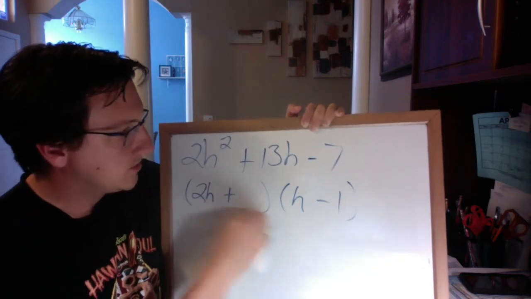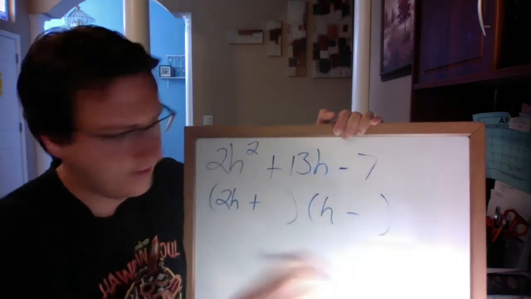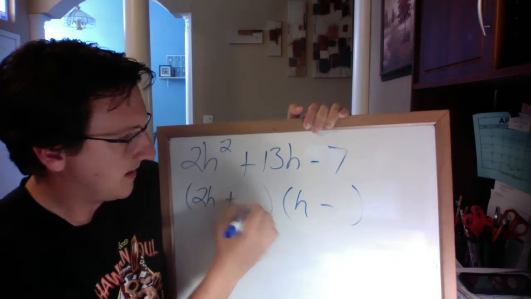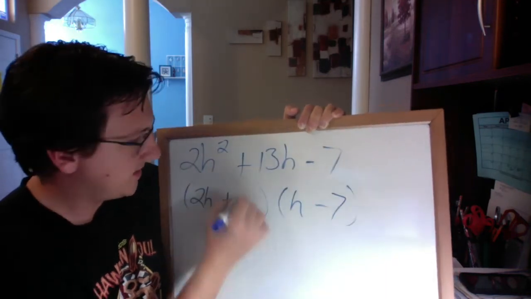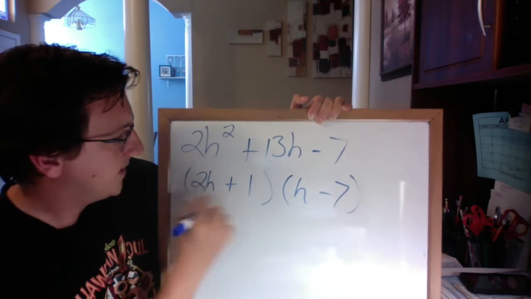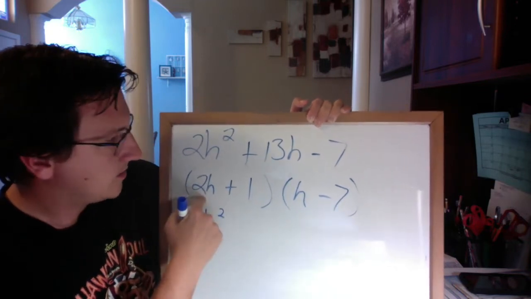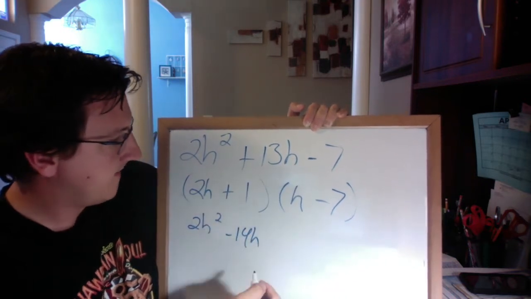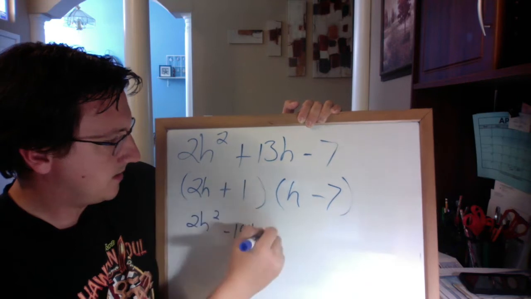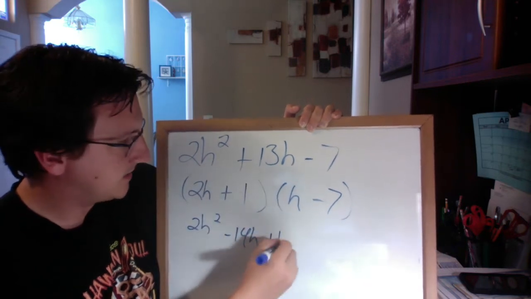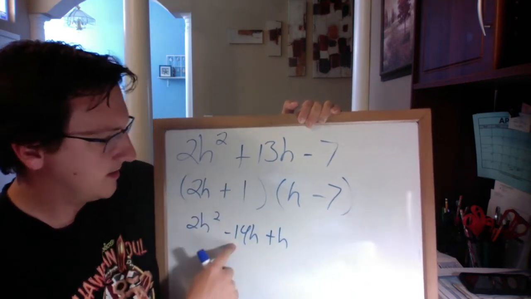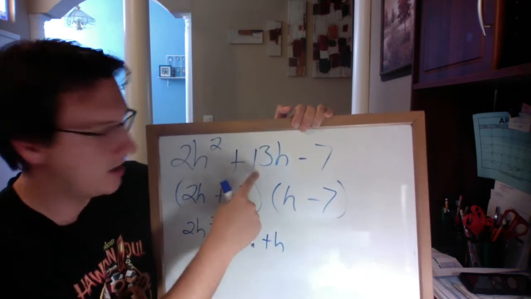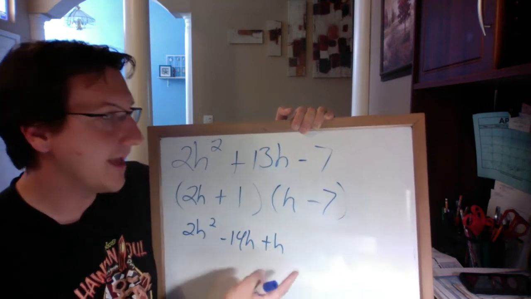So I'm going to switch these two here. Put the 7 here, I think, and the 1 here. Let's see what that does. 2h squared. 2h times negative 7 is negative 14h. And then positive 1 times h is plus h. And stop right there. That almost looks right, but is negative 14h plus h positive 13h? No, negative 14h plus h is negative 13h.